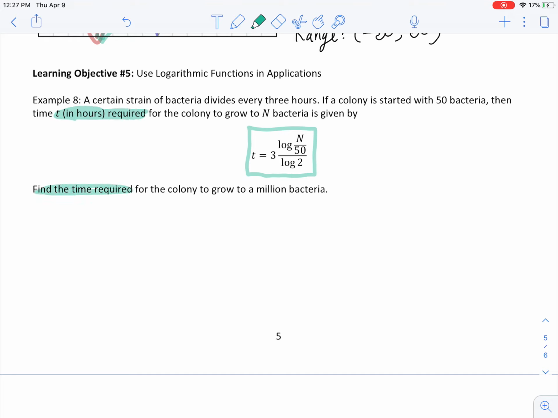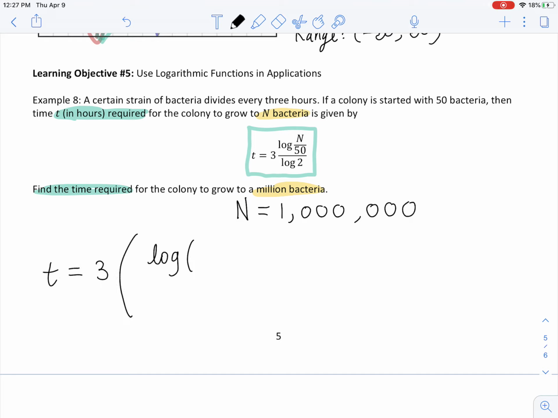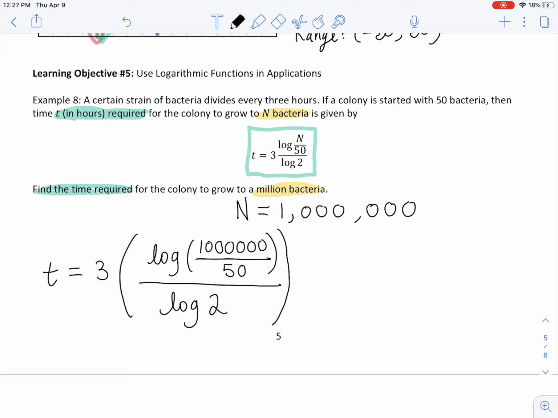They want you to find t. Find the time required for the colony to grow to 1 million bacteria. Now remember, n stands for bacteria. They want 1 million bacteria, so you're going to plug in n equals 1 million. Okay, you ready? Let's find t. t equals 3 times log of 1 million divided by 50, over log 2. Now, guys, I just said log.